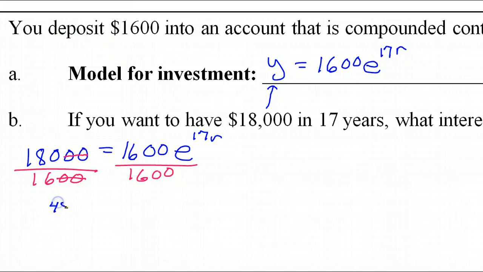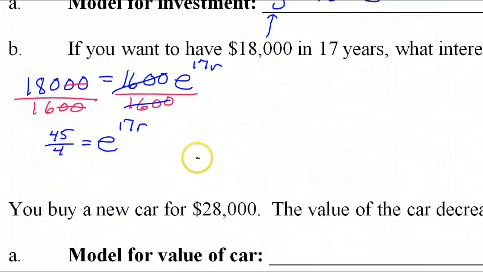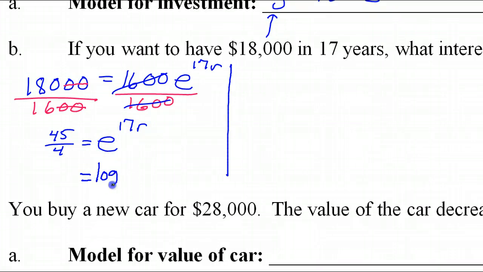So this is 45 over 4 is equal to e to the 17r power. It's time to write this in log form, okay? Start with the base. So base e, so that means log base e. These two things change sides. So my 17r will come over here, and my 45 over 4 will come over here.